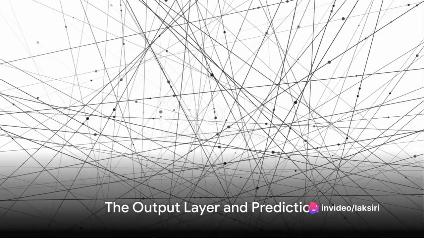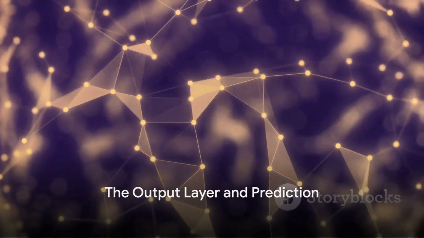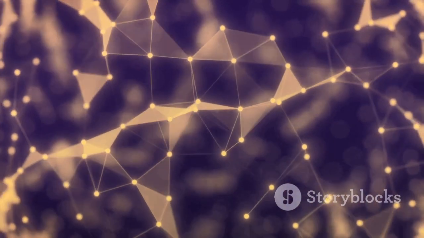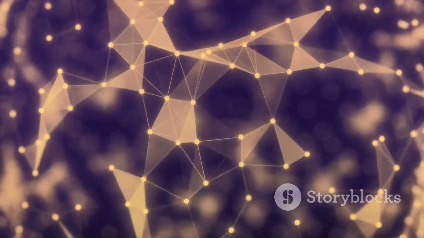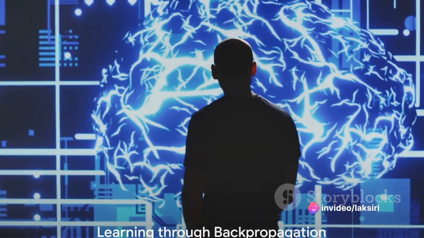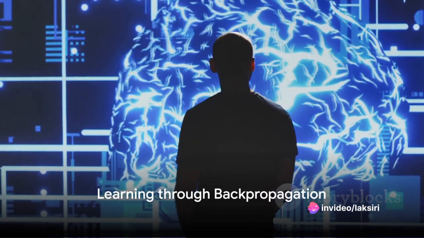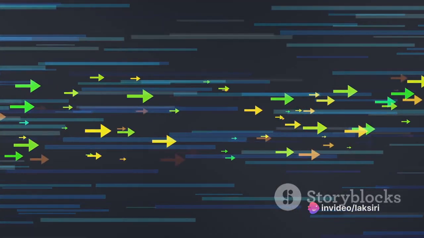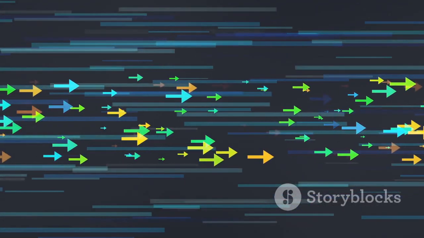The data travels from node to node, layer to layer, getting transformed along the way. This journey ends at the output layer, where the network provides its prediction or decision. But how does the network learn to make accurate predictions? The secret lies in a process called backpropagation.